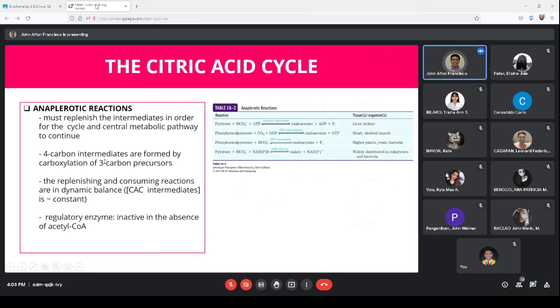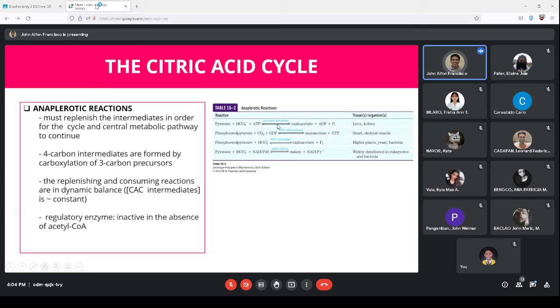4 carbon intermediates are formed by carboxylation of 3 carbon precursors. So, these are the different anaplerotic reactions na available sa ating metabolism. Pyruvate with bicarbonate and ATP, you produce oxaloacetate, ADP, and inorganic phosphate. Si phosphoenolpyruvate can be reacted with carbon dioxide and GTP to form oxaloacetate. Si phosphoenolpyruvate then can be reacted with bicarbonate to produce oxaloacetate.